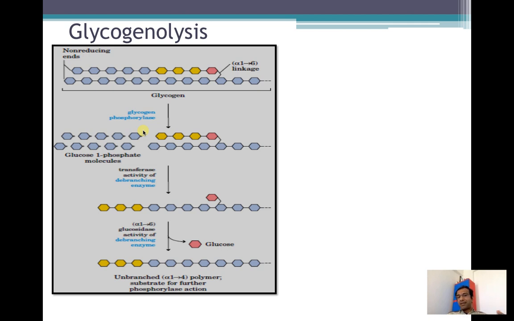In contrast, in muscle there is an absence of glucose 6-phosphatase. So in muscle glycogenolysis, the end product will be glucose 6-phosphate, which undergoes the process of glycolysis and can generate the ATP for the muscle contraction. So please note down that difference of muscle glycogenolysis as well as liver glycogenolysis. So muscle cannot contribute towards the maintenance of blood glucose. Okay, fine.